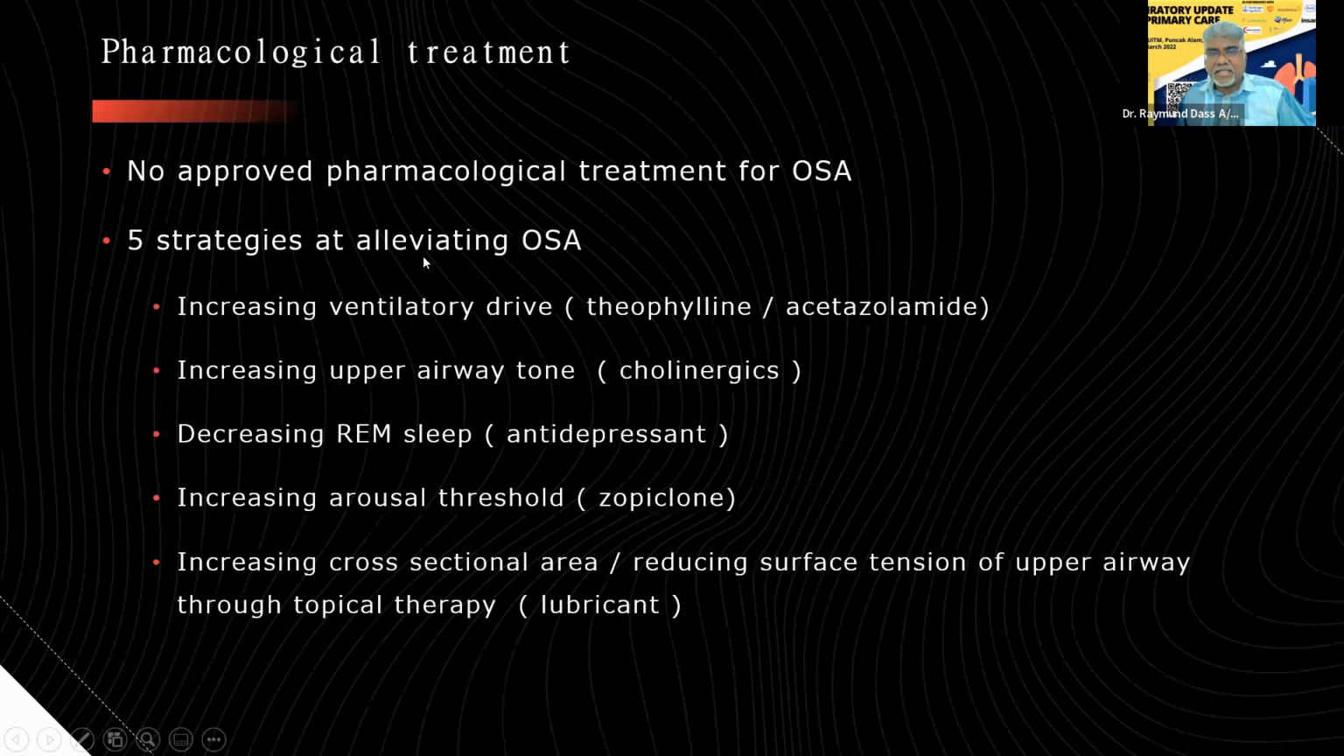How about drugs? Very quickly, I want to mention some of the drugs which are available, but nothing has been approved for treatment of OSA. For example, how to increase the ventilatory drive by giving theophylline. I'm sure all of us are aware of theophylline, which is used in patients with COPD, and some patients with asthma-COPD overlap. Acetazolamide is the diuretic which you always use for glaucoma. We also notice a slight increase in ventilatory drive.